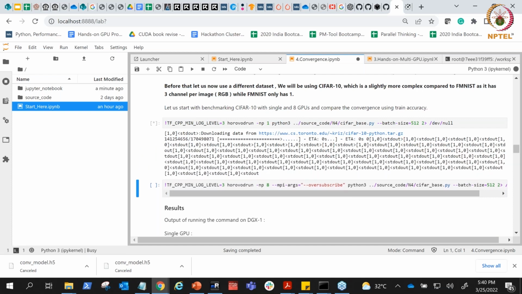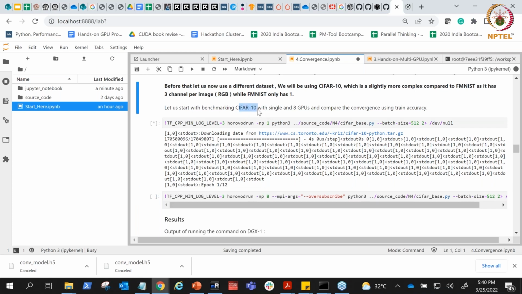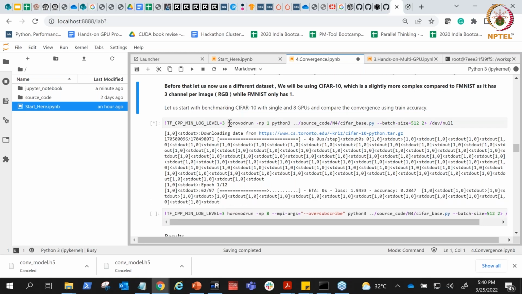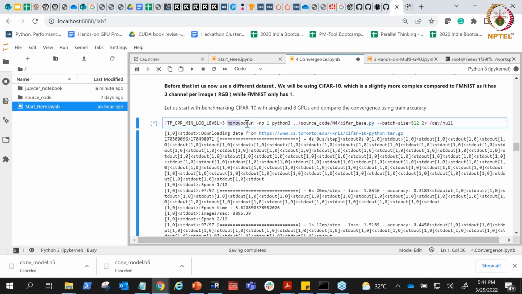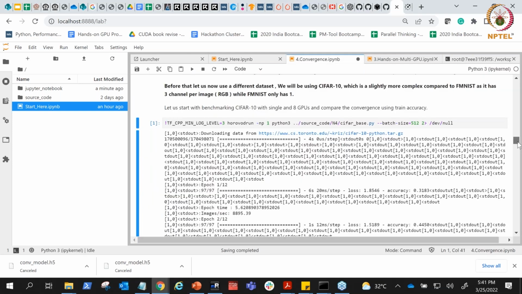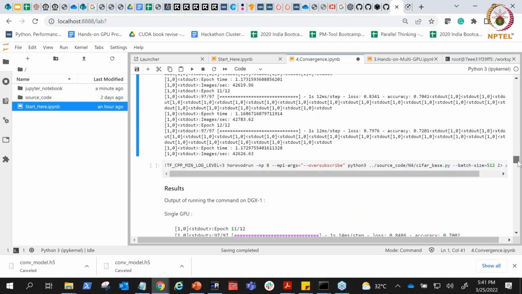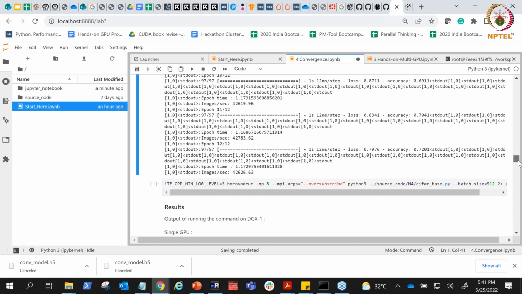So here we are using another data set. This particular data set is CIFAR, which is another data set, and we are basically running it. And you can see here we are using Horovod with NP1, which means I am practically running it on a single GPU, because that single GPU is the one where we want to observe the accuracy levels. Okay. So we have got the result for the single GPU. The images per second is around 42,000 or so.